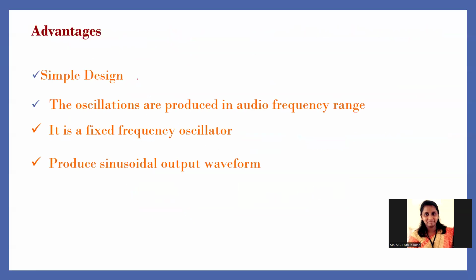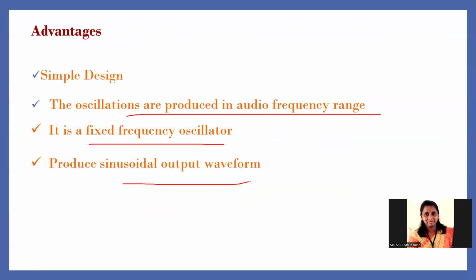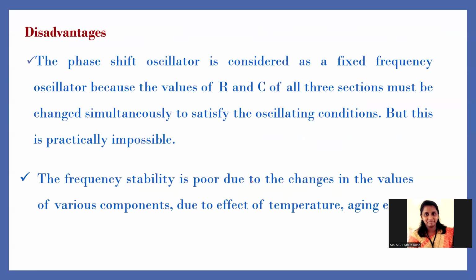So the advantages are simple design, and oscillations in the low frequency range, that is audio frequency range. As it is an oscillator with R and C components, it is low frequency. It is a fixed frequency oscillator producing a sinusoidal waveform. But the disadvantage is, now we have three RC sections, so for a fixed frequency oscillator to satisfy the condition is practically impossible, and the frequency stability is poor due to the change in the value of components due to the effect of temperature, aging, and other environmental conditions.